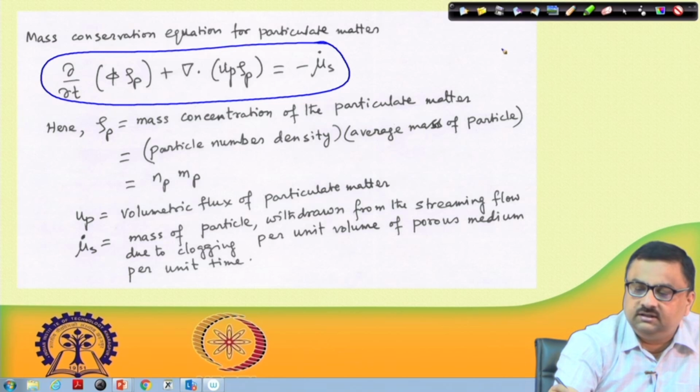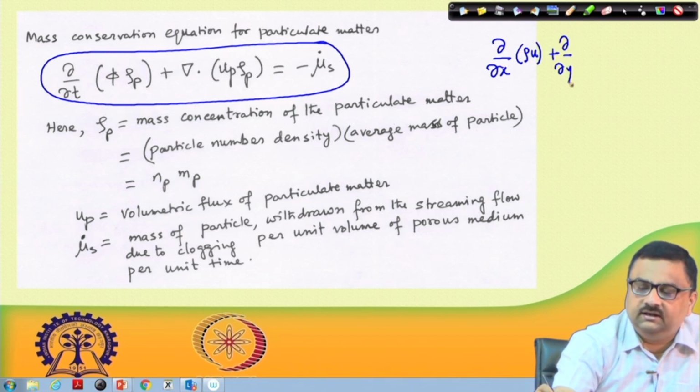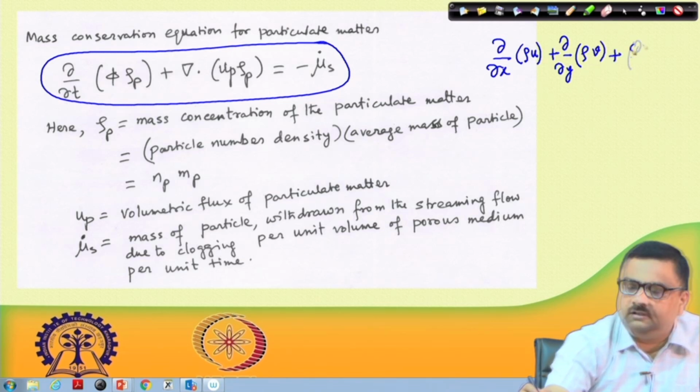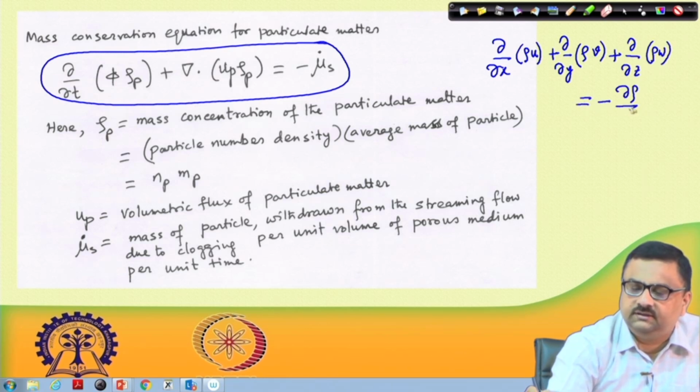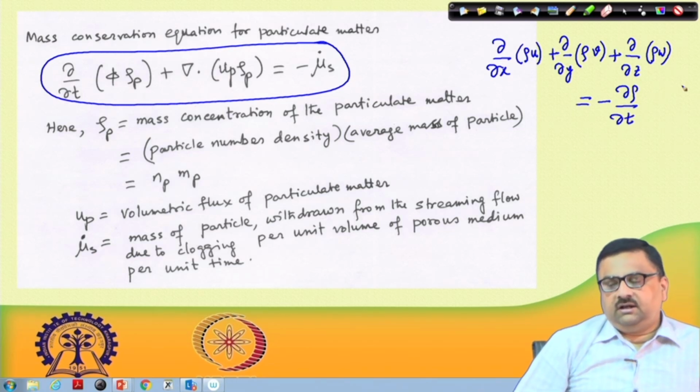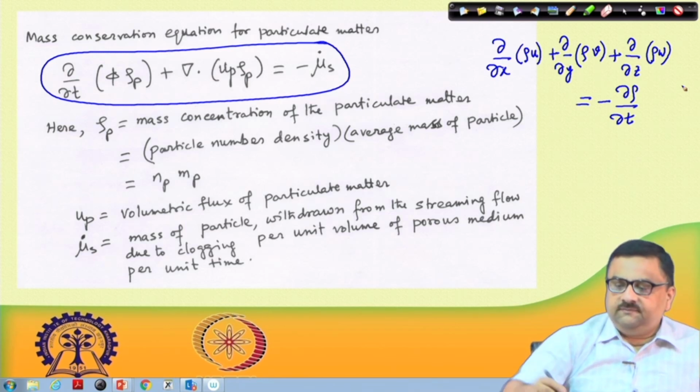We had del x of rho u plus del y of rho v plus del z of rho w, that is equal to minus del rho del t, right. That was the continuity equation. So, now what we would do in this case, we will convert this type of continuity equation.